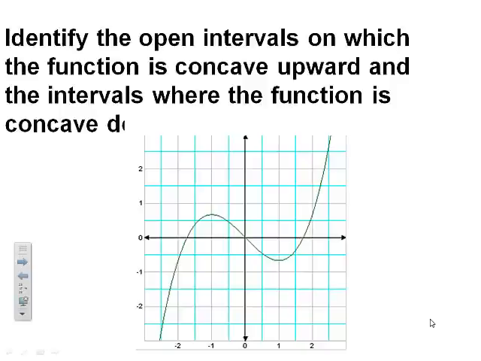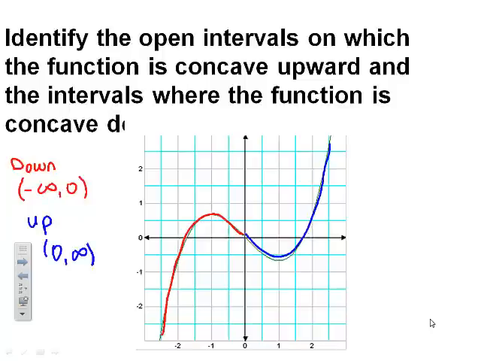So here's an example. We want to identify open intervals on which the function is concave up and where the function is concave down. So if we draw a picture, if I write on this, in this section, the function is concave down. So we would say it's down from negative infinity to 0. At 0, it changes, and now it's concave up. So up, we would say, is from 0 all the way up to positive infinity.